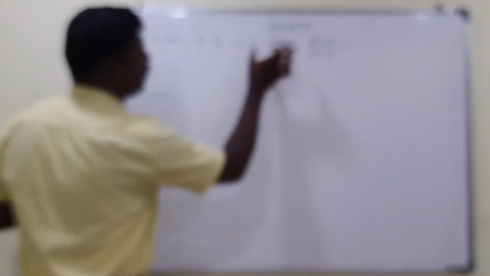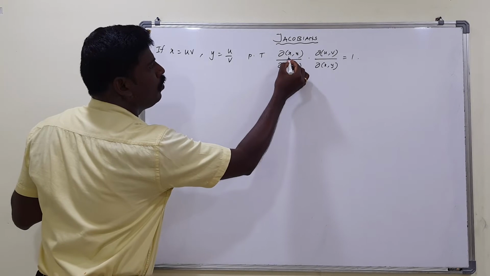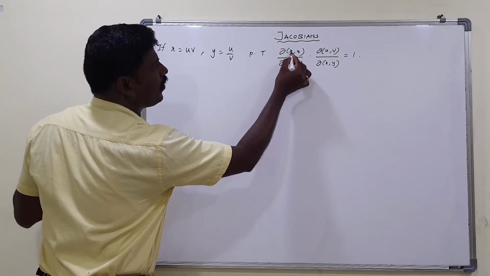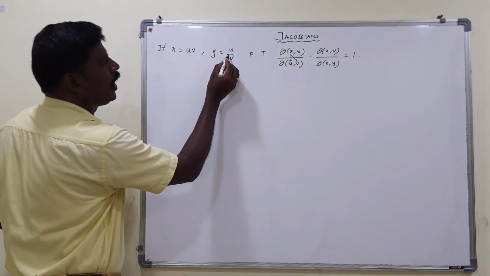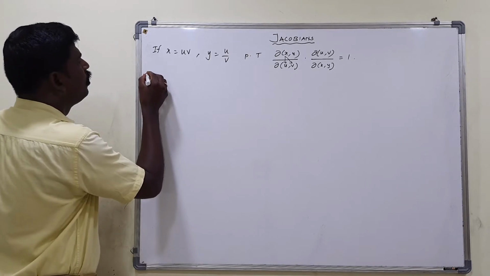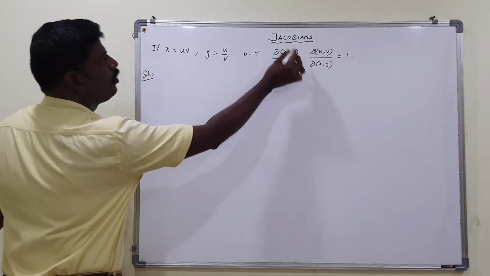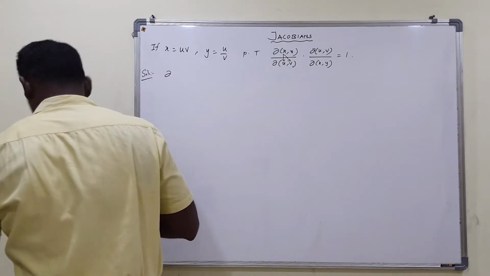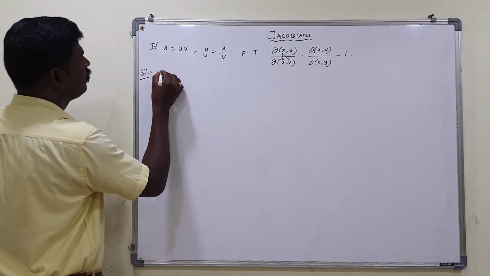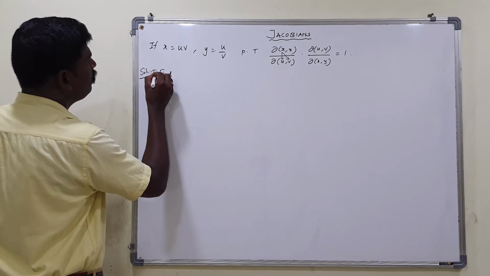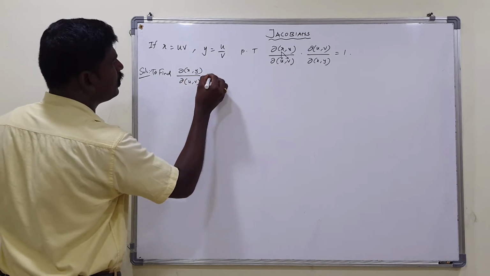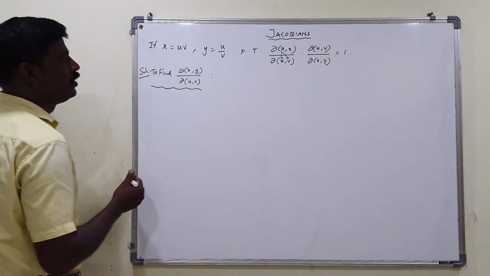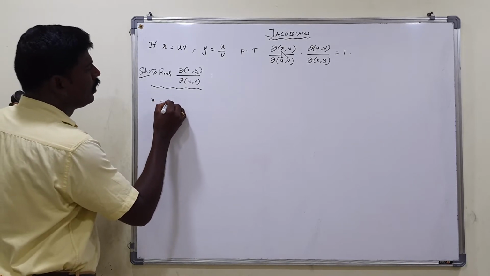Now I am going to find the first value, dou of x comma y with respect to u comma v. So we need to take the partial derivative of x and y with respect to u and v. x is already in the form of u and v, and y is also in the form of u and v. Solution: first I am going to find this value. What is x? x is equal to uv.